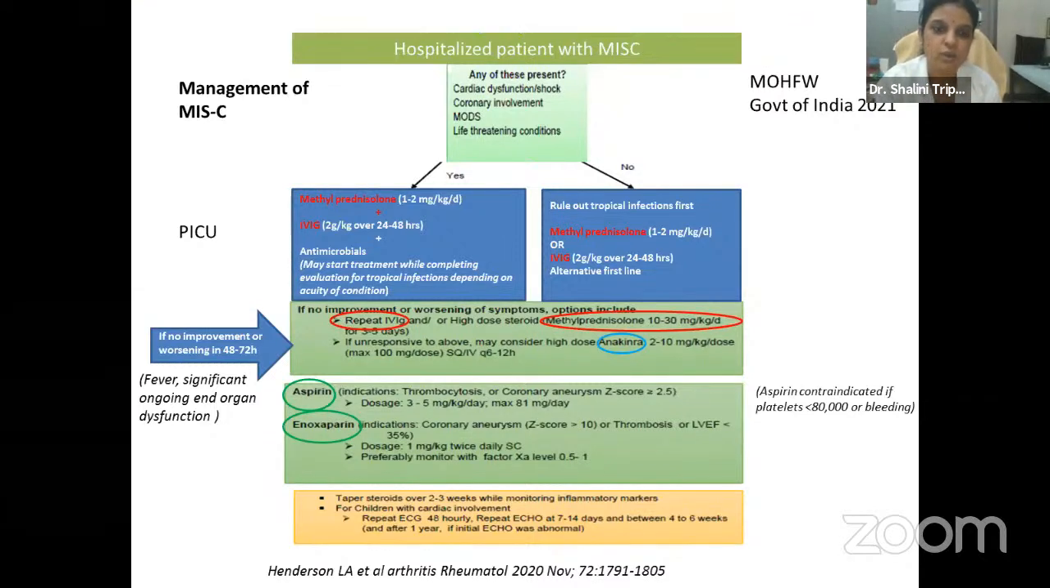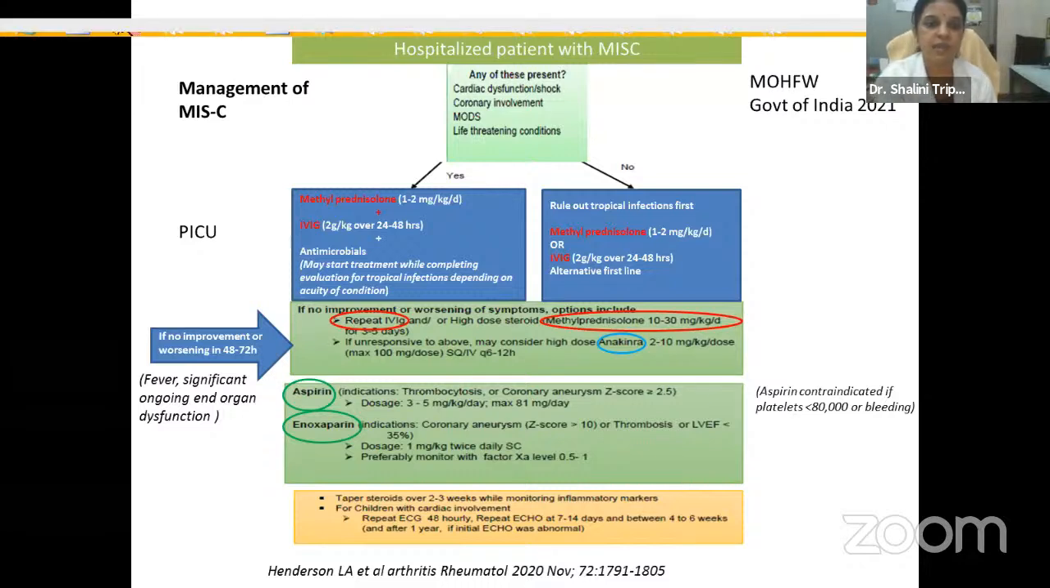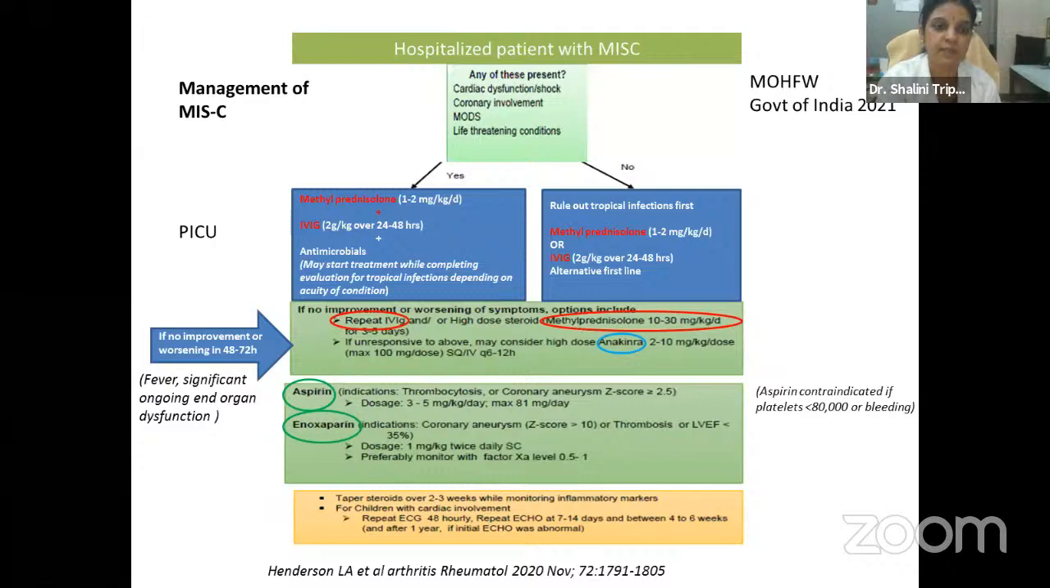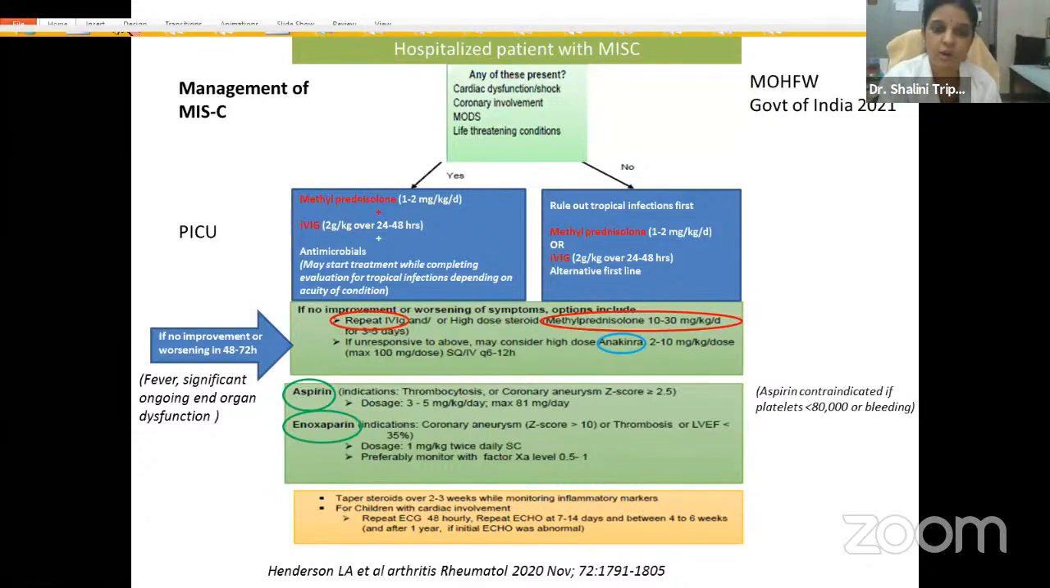So methylprednisolone in a dose of 1 to 2 milligram per kg per day, plus IVIG in a dose of 2 gram per kg over 1 to 2 days, plus antimicrobials, because the patient is so sick and having fever, so the possibility of sepsis we cannot rule out. So we send cultures, and the antimicrobials can be stopped after the culture is sterile. We are giving antimicrobials in the sick patient at this point of time.